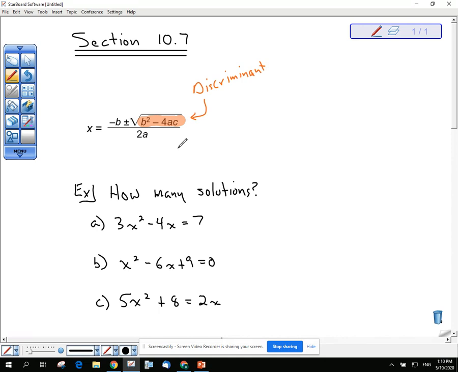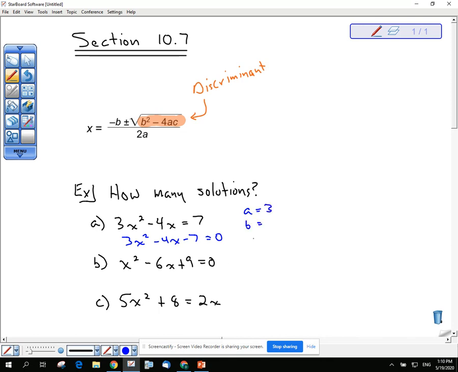Let's just run through a few examples of that. 3x squared minus 4x equals 7 is not in standard form equal to 0, so I'll make a small adjustment by subtracting 7 from both sides. And then make a list if you want to. I tried to train you to make a list in 10.6, and I'll do that at least one time here.